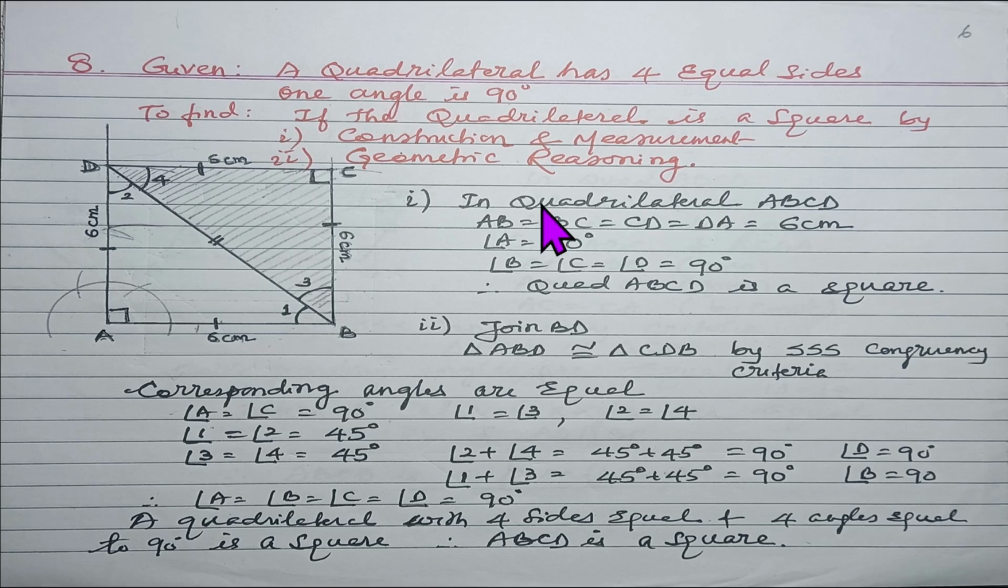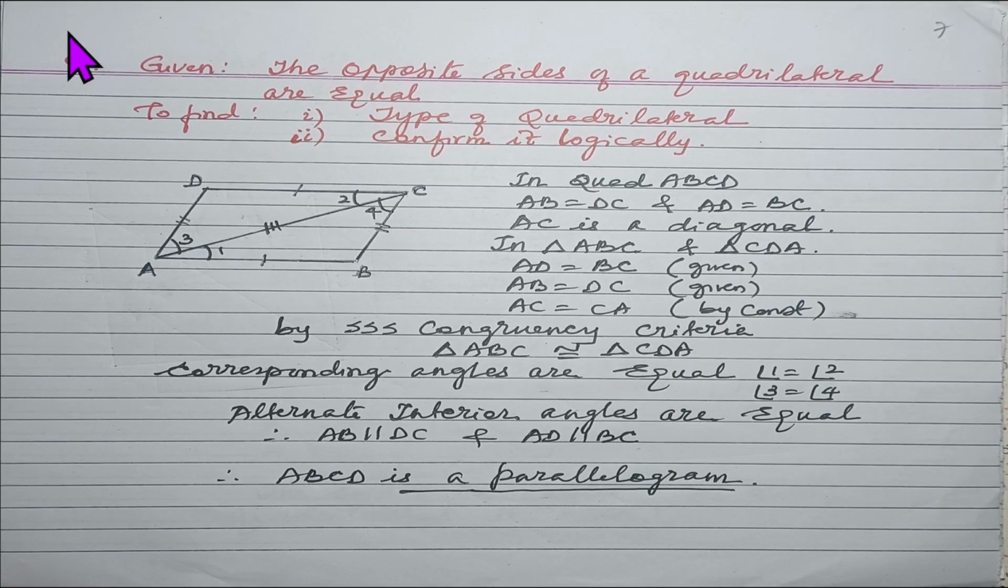So try to understand that, and whatever I have just spoken is already written here. We can go through that. Now coming to the next example, we are given that the opposite sides of a quadrilateral are equal. Now we have to find the type of quadrilateral and also confirm it logically. Now we have a quadrilateral ABCD here. We are given that AB and DC are equal and also AD and BC are equal.